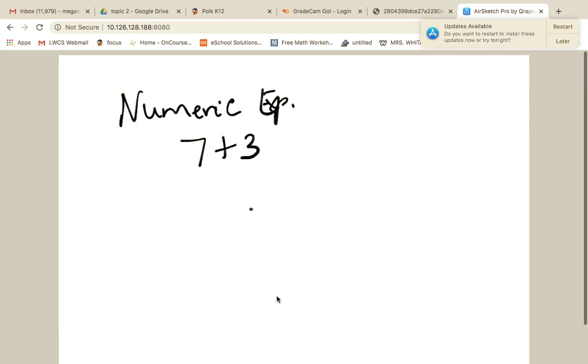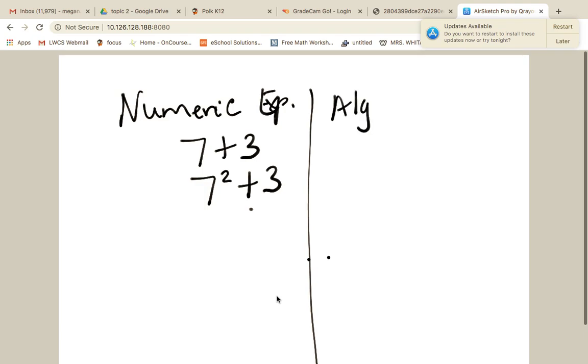I'm going to go to another page, and we're going to talk a little bit now about numeric expressions. Remember, a numeric expression is a problem with numbers, and it would look something like this: 7 plus 3, or 7 to the second power plus 3. Those are numeric expressions. And then we have something called algebraic expressions. And again, all expressions are problems. They're not with answers yet.